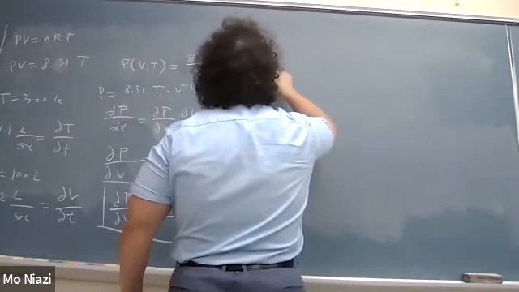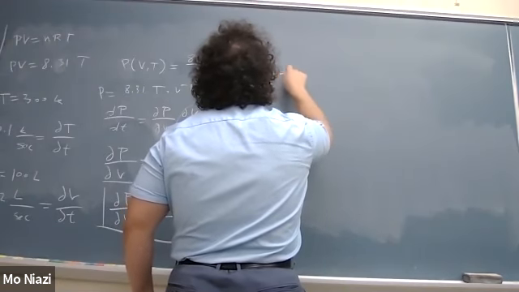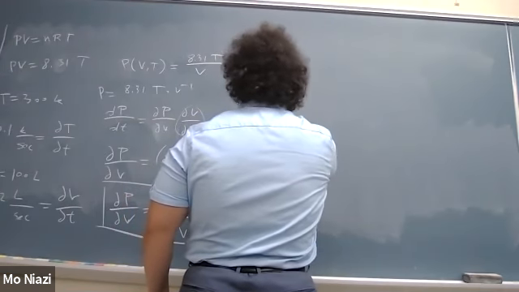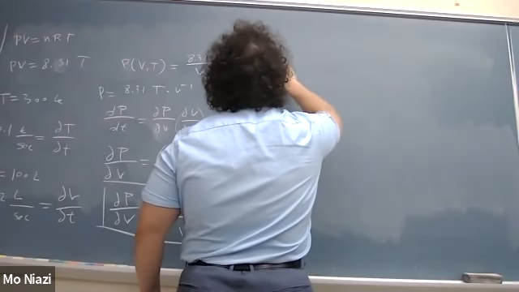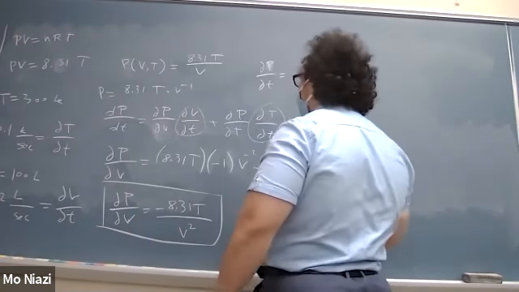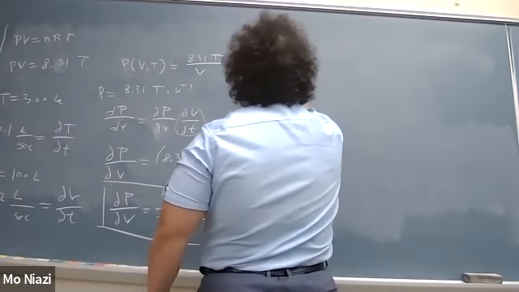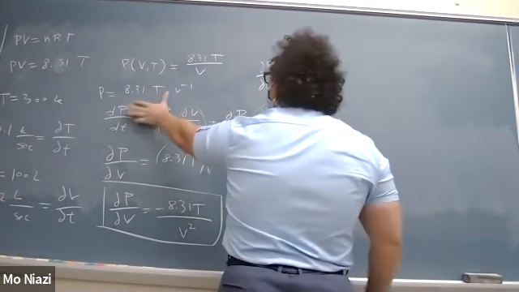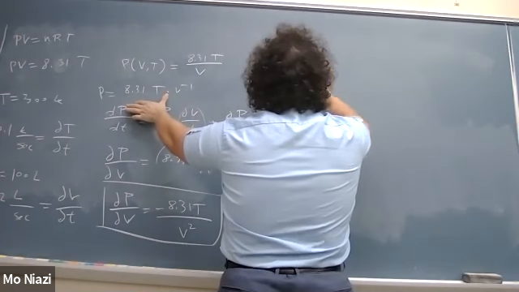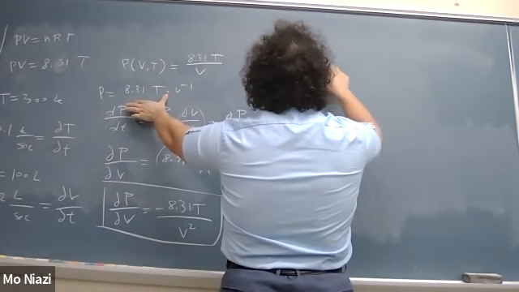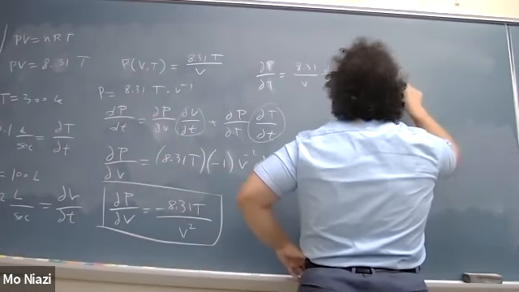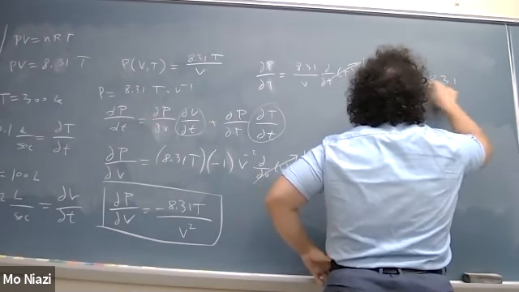Next, let's compute partial P, partial capital T. Let's take the derivative of this guy with respect to T. Notice it just perceived 8.31 over V as a constant, and it's just partial capital T of T. That's just 1. So we just get 8.31 over V.